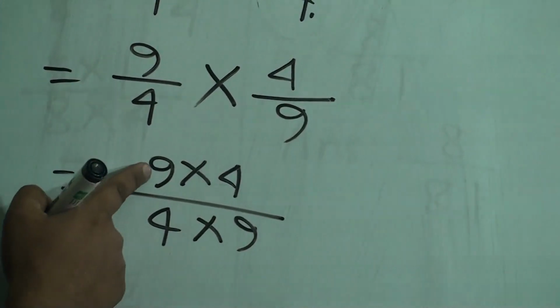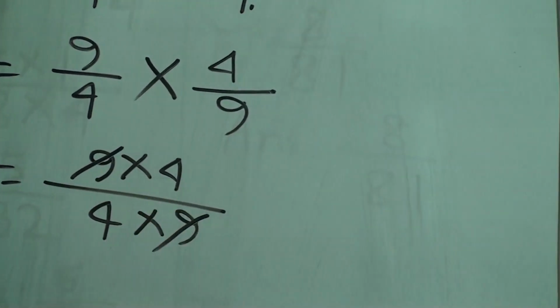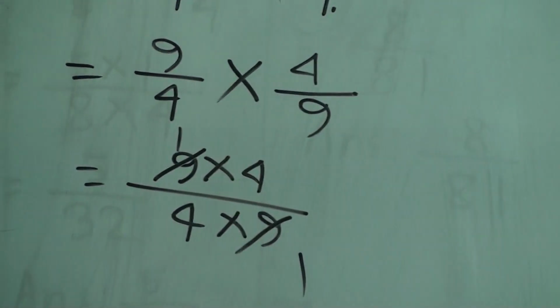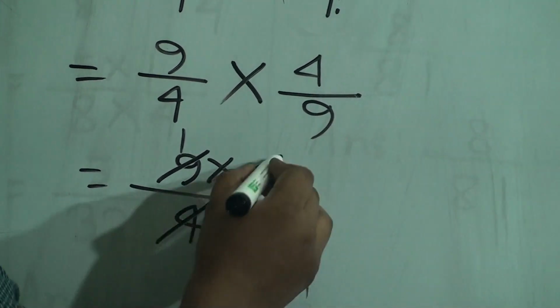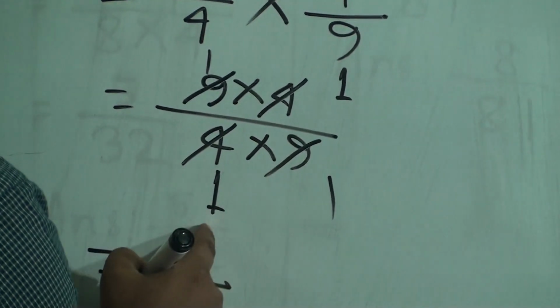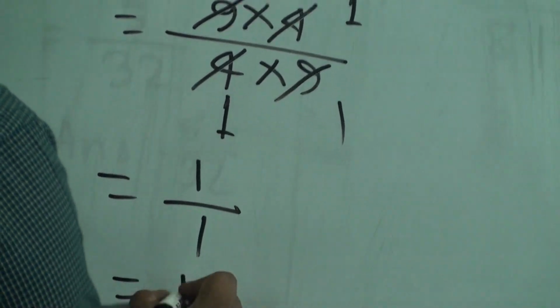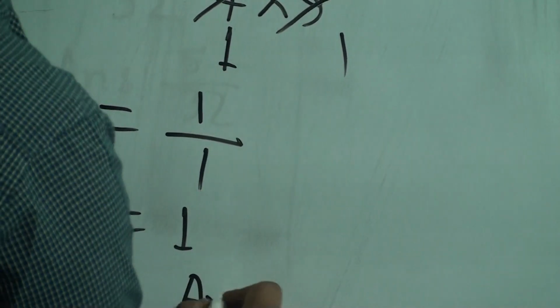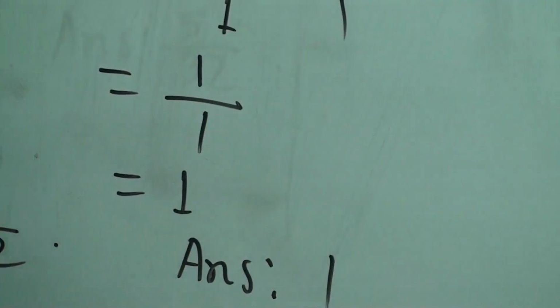Notice 9 and 9, both numbers are divided by the number 9. 9 ones are 9, 9 ones are 9. 4 and 4, both numbers are divided by the number 4. 4 ones are 4 and 4 ones are 4. Here 1 and 1 are left, so 1 ones are 1. So this is the answer of question number 15.